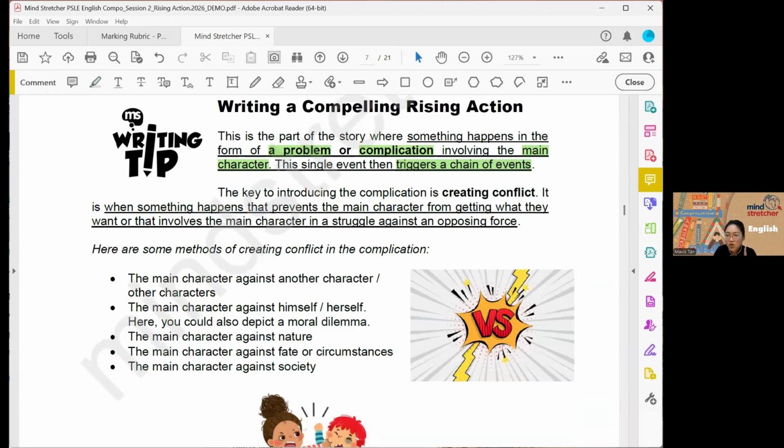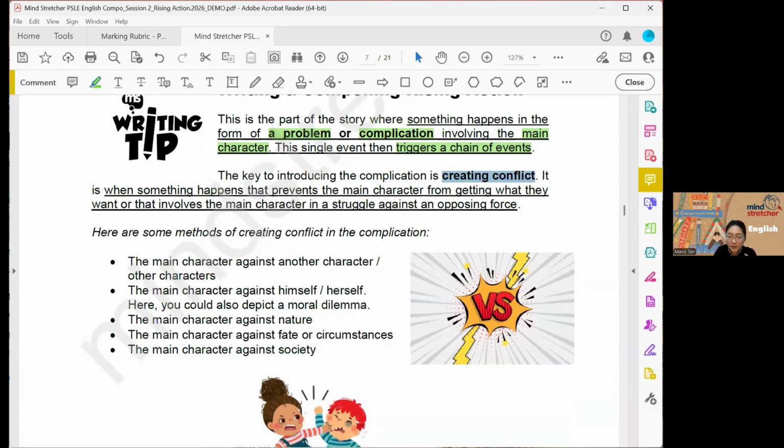And some students ask, what kind of problem can I create? There are many kinds of problems, but problems must be problems because they do a few things. Firstly, they must prevent the main character from getting what they want. I want to win a competition, but I don't have the skills. Problem. Correct. My lack of skills is preventing me from getting what I want. Or it involves the main character in a struggle against an opposing force. So it can be internal or external, this opposing force.